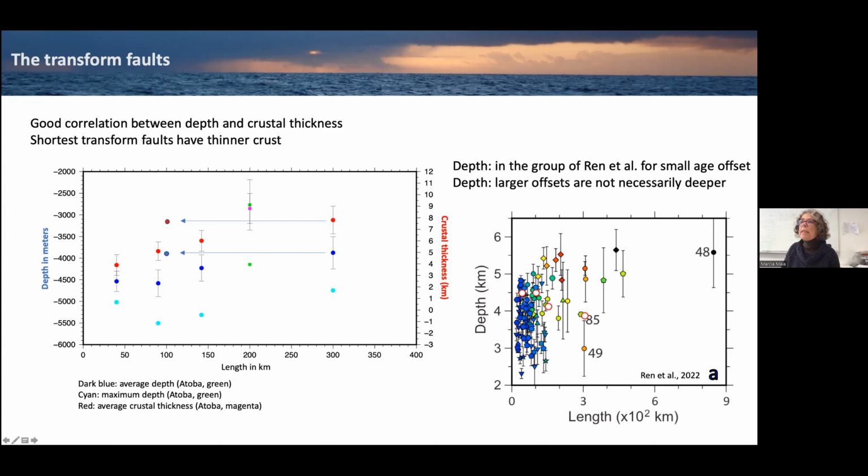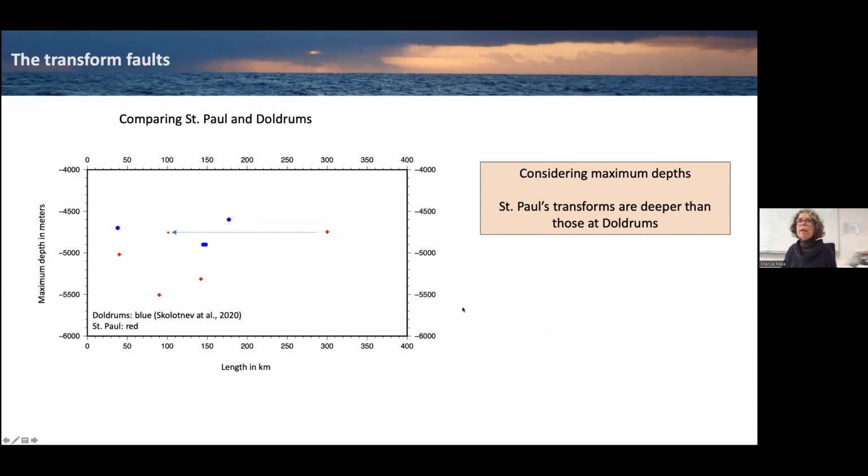What we can see is that in the case of St. Paul, the larger offsets, which correspond to larger age contrasts, are not necessarily the deepest ones. Actually, they are shallower than the smaller ones. So it is a little bit different from the conclusions they have in their study, and we will see why St. Paul falls a little bit out of it.